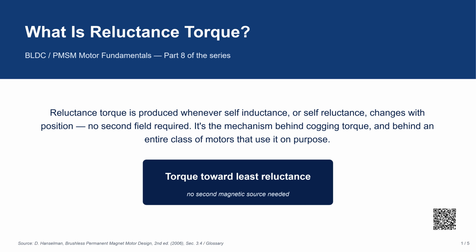A single coil, or a single magnet, acting completely alone against a piece of iron, can still produce torque, simply because the system wants to move toward the position of least reluctance. This is the mechanism behind cogging torque, which we covered all the way back in episode 1. But it's also, as you'll see today, the mechanism an entire class of motors is deliberately built around.